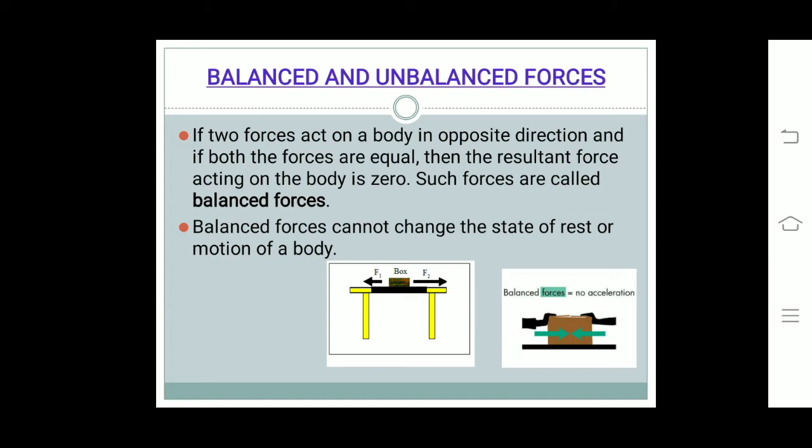As you can see in the diagram, a box is kept over a table. The two forces F1 and F2 are acting in opposite direction and they are equal in magnitude. So, as a result, the resultant force acting on this box is 0 and therefore the box will not move. That is, it will not change its state of rest.